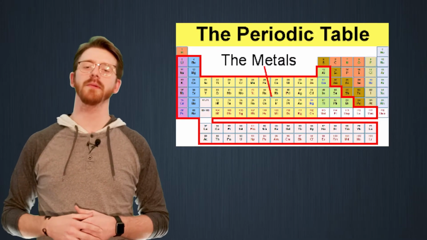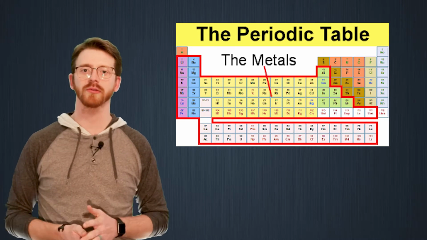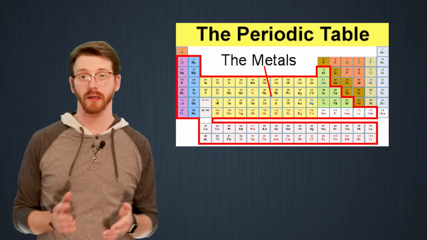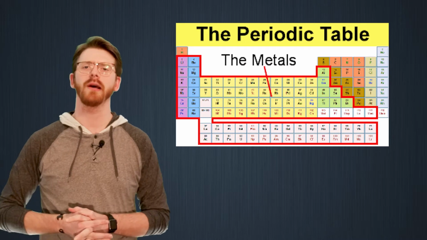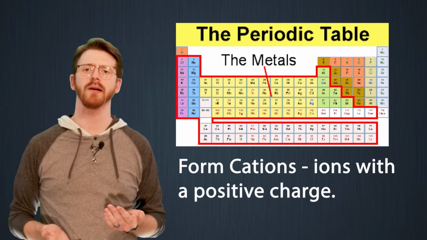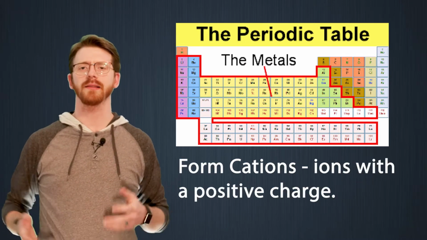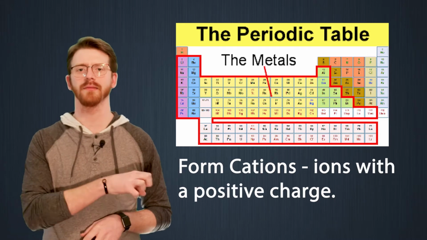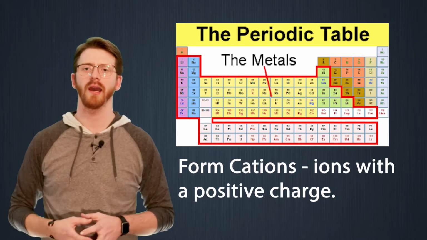Now, most of the elements on the periodic table are metals. Along with metals being great at conducting electricity, they also have a tendency to form positive ions or cations. I like to think of cations as positive, like paws and cats.